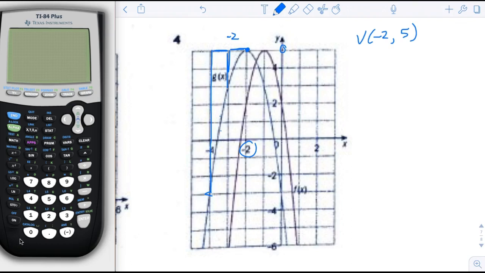Instead of going down 4 here, it goes down 8. So you see how it's going down twice as much as it should? That means that the a value is 2 or -2. I know it's -2 because it opens down.